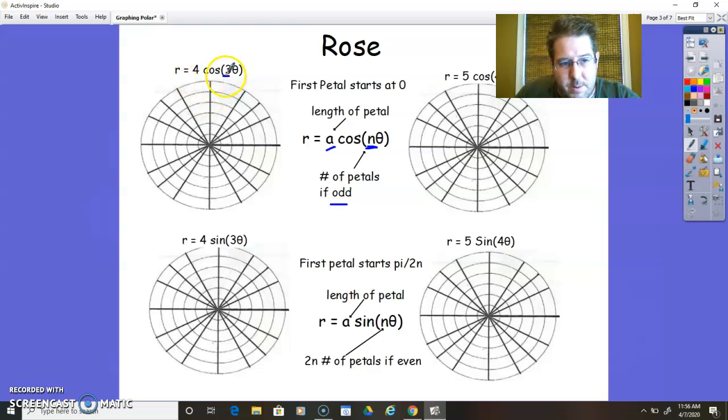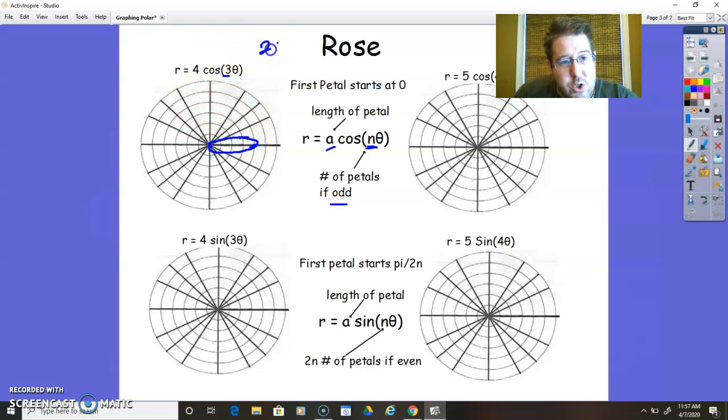And I know that because odd numbers tell you exactly how many there are. Where if it's an even number, like this one over here, then it's going to have twice as many as that number is. All right, so 3 petals, and they're all going to have a maximum length of 4. It's cosine, which means it's going to start at the starting position. So from here, 1, 2, 3, 4. So there's the first petal.